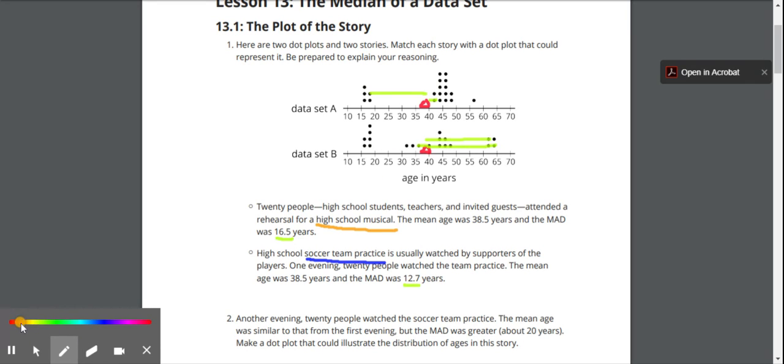the High School Musical. And that makes sense because if you're going to a musical, you might have people that you're friends with, then you might have your parents, and then you might even have your grandparents because it's kind of a big deal. You've been practicing for it for a long time. Whereas the soccer team practice, soccer is important, but maybe your grandparents don't go to every practice. So maybe just your parents go, or maybe one grandparent that takes their grandchild to soccer practice would be it.